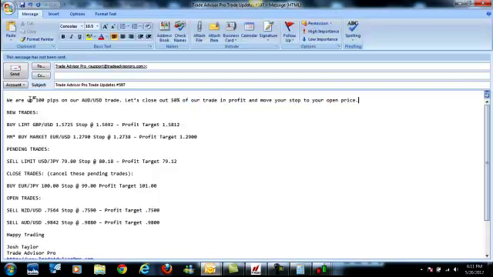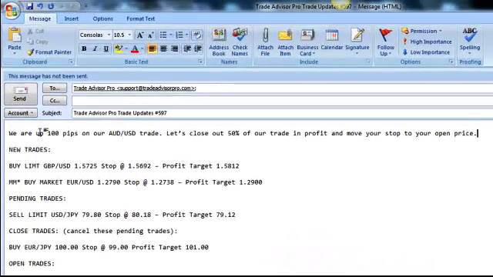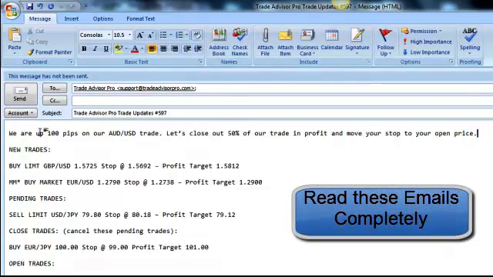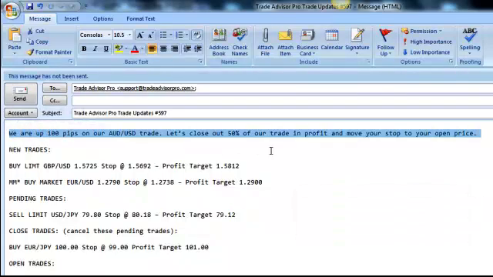Alright, so I'm back. Here's what I did. I added a little bit of verbiage in here. In some of these emails there will not be much verbiage, there will usually be a little bit, but many of the emails actually have a lot of information. You need to make sure you read the emails clearly, because a lot of times we're showing you how to manage a trade that we're already in. So in this section right here, it just says that we are up 100 pips on our Aussie US dollar trade. Let's close out 50% of our trade in profit and move your stop to open price.